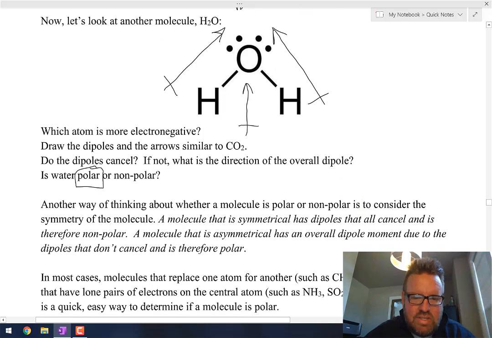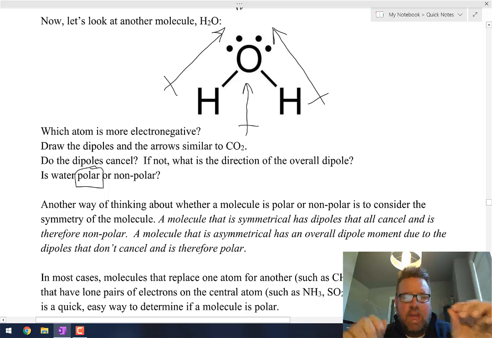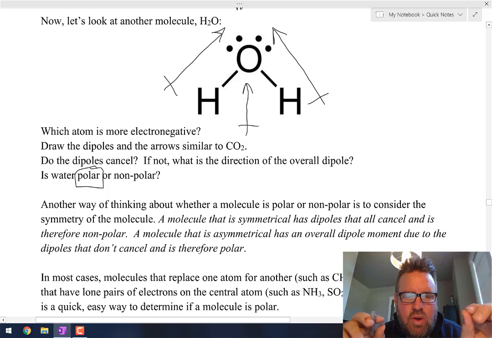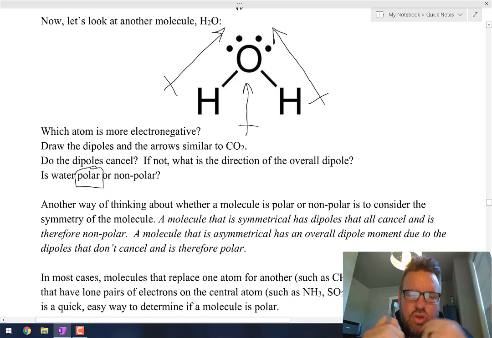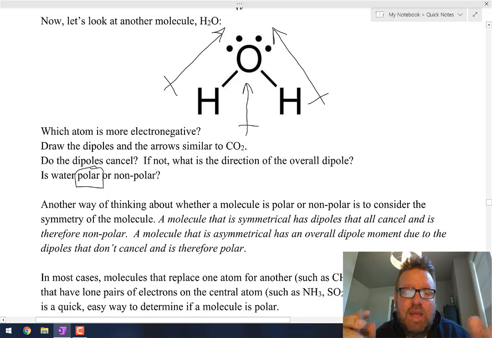Okay, and this italicized part is how I would say it on a test. Again, think about symmetry of the molecule. A molecule that is symmetrical has dipoles that all cancel each other out and is therefore non-polar. A molecule that's asymmetrical does have an overall dipole moment due to those dipoles that aren't canceling and is therefore polar. So if somebody were to ask me, is water polar or non-polar? Explain. I would say water is polar.